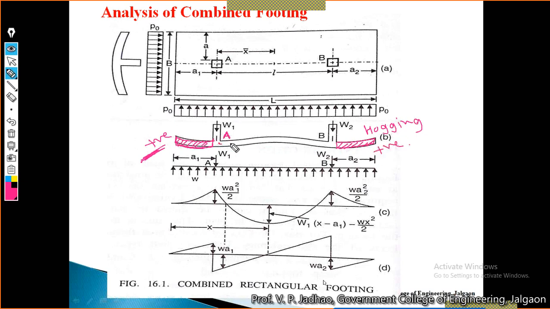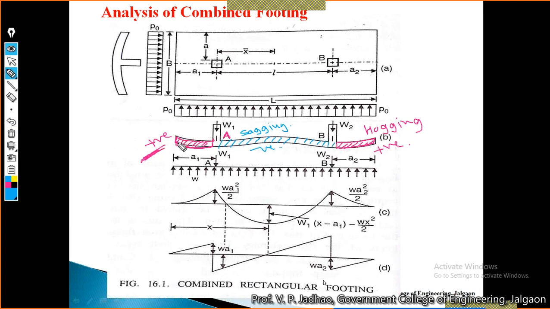Whereas if you see this particular region between columns A and B, let us consider some different colors. Between these columns A and B, you can see that this particular region is bent like a sagging portion. Therefore, whatever bending moment is developed here will be negative bending moment.